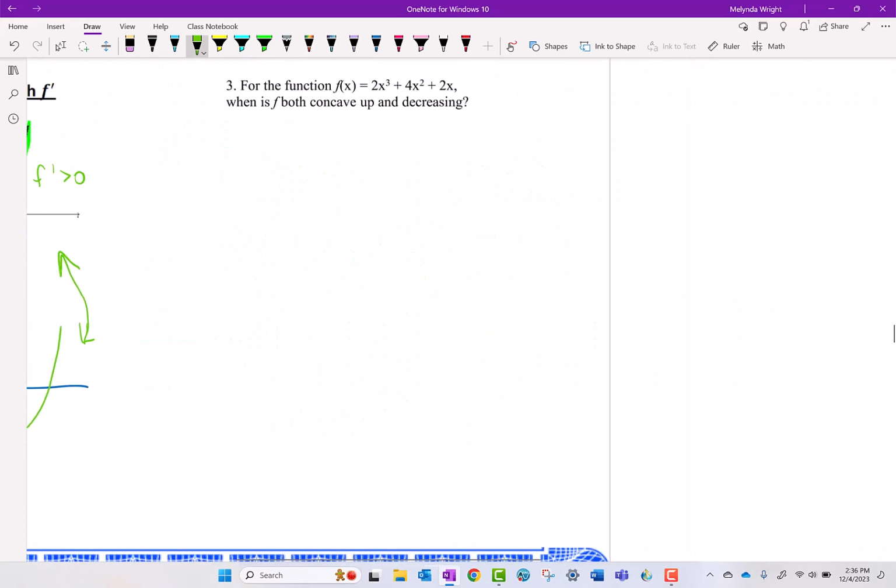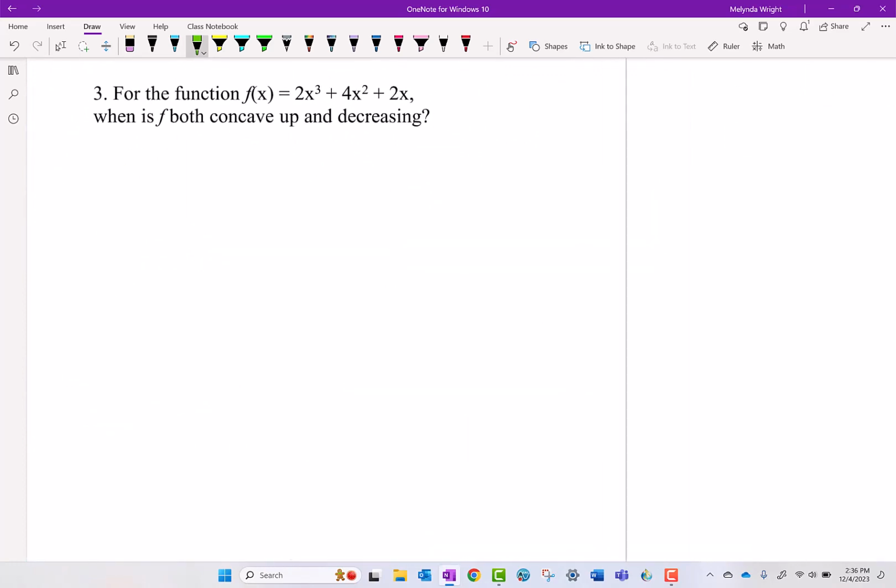Our next example is when we're asking for f to be both concave up and decreasing. Let's think about what that means. So concave up, what does concave up look like? That's when f double prime is greater than 0. We know we've talked about that before. Concavity, we can use the second derivative to represent what concavity is, and when the second derivative is positive, it's concave up.